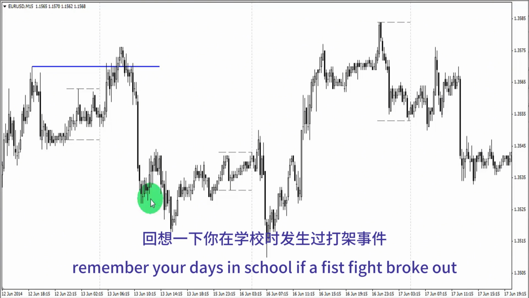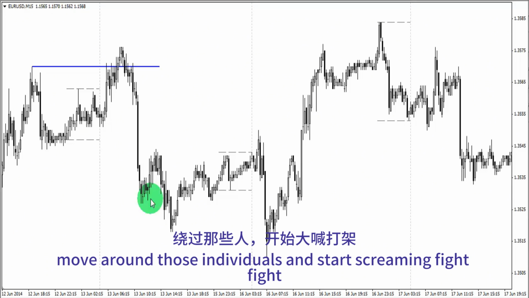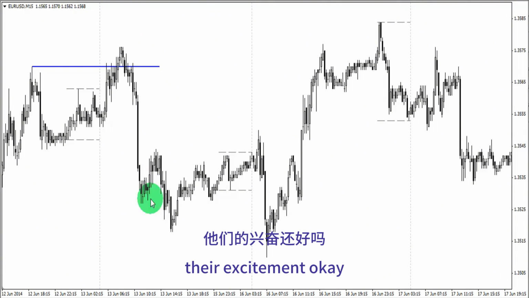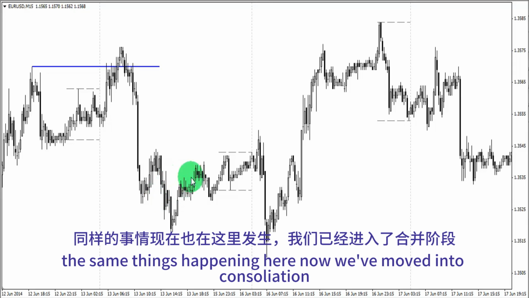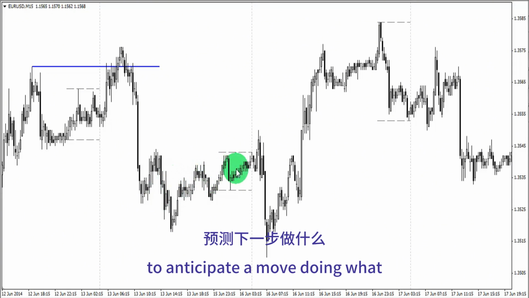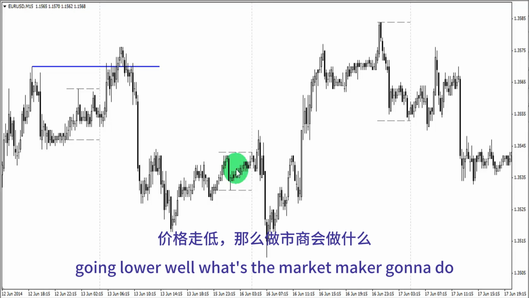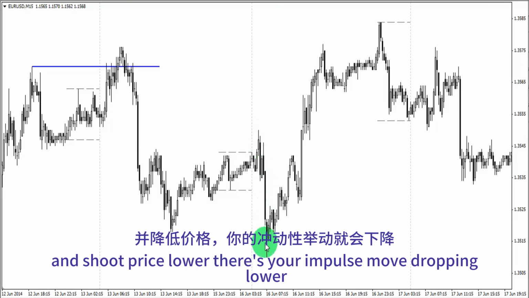Remember your days in school, if a fist fight broke out, it didn't take very long for a crowd of people to move around those individuals and start screaming fight, fight, fight. Their excitement would be increased. Well, the same thing's happening here. Now we've moved into consolidation. The crowd's forming. So what do they anticipate? They anticipate a move going lower. Well, what's the market maker going to do? Oblige them and shoot price lower.